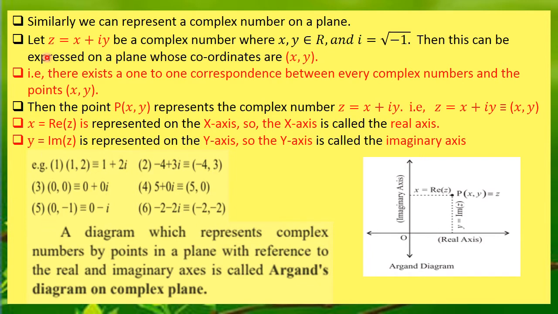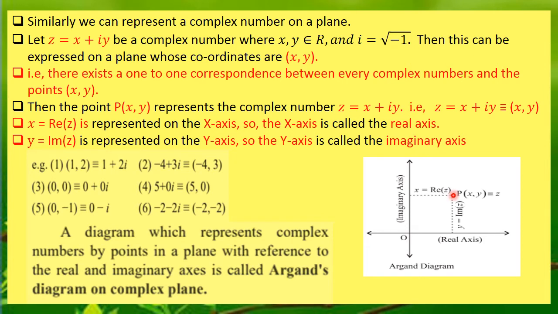Similarly, we can represent a complex number on a plane. Let z = x + iy be a complex number where x and y belong to R and i = root of minus 1. Then this can be expressed on a plane whose coordinates are the ordered pair (x, y), and we know x and y are real numbers. So this can be plotted on the x-axis and y-axis. In combined form we can plot the point in the plane also.